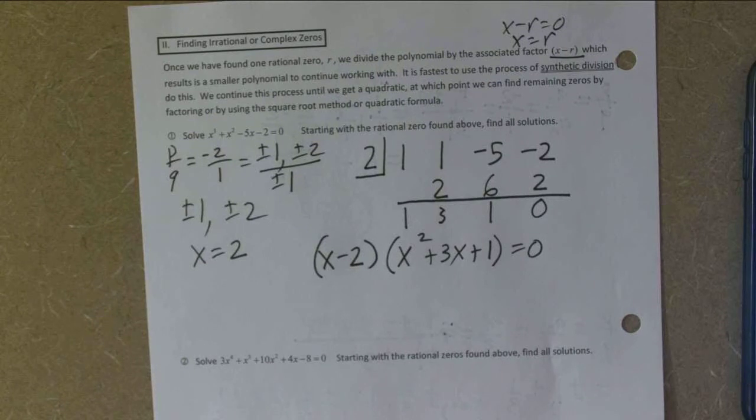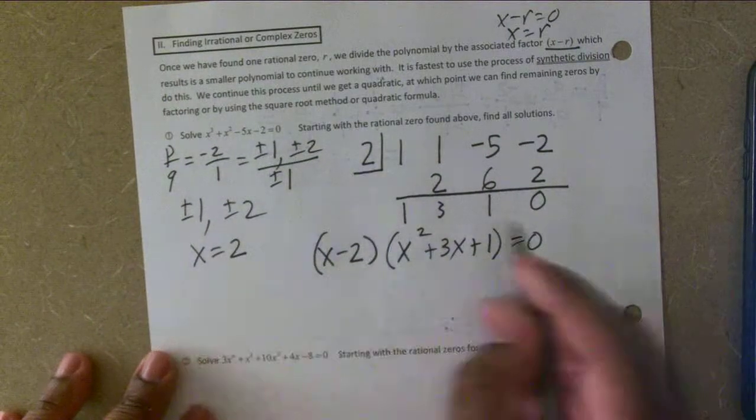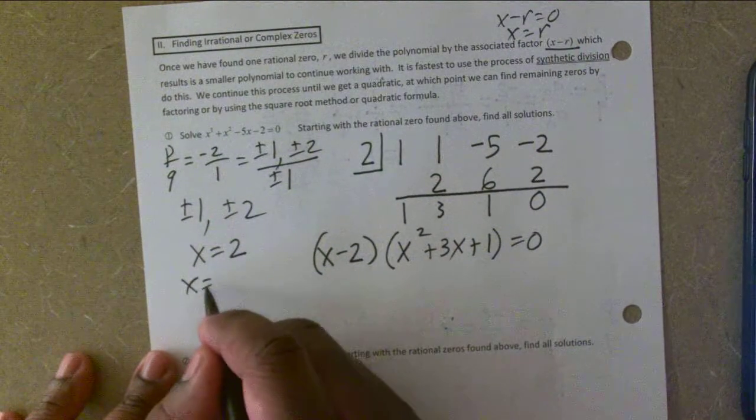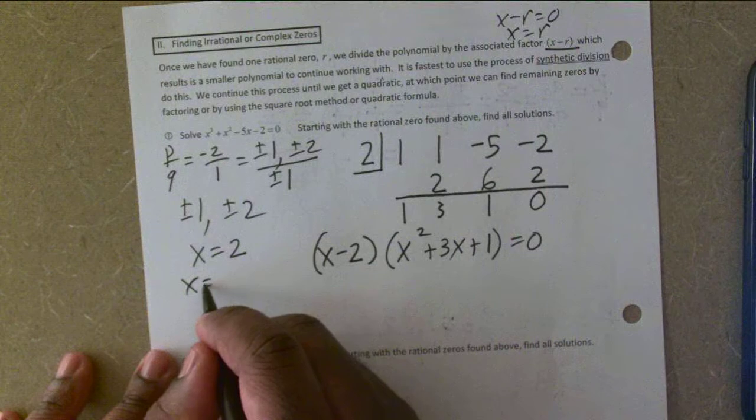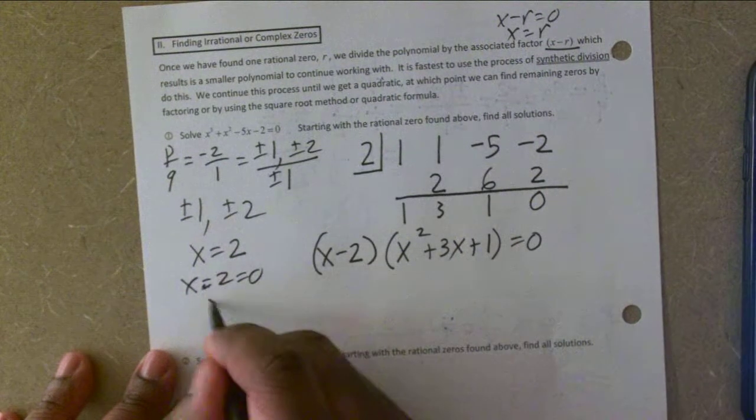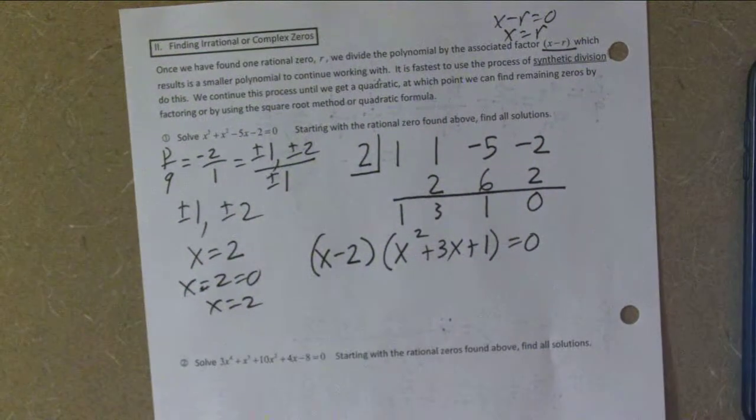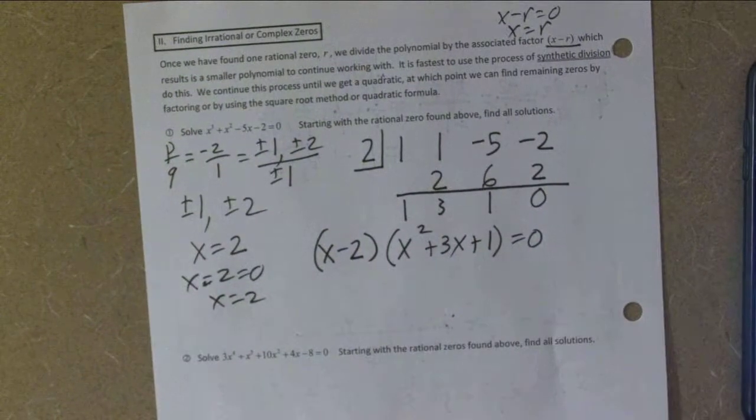Okay, now, x minus 2, we already know, if we set that equal to 0, we know that x minus 2 will give us x equals 2. We already knew that from the first problem. This second parenthesis here, we cannot factor that second parenthesis. So we will have to use the quadratic formula.